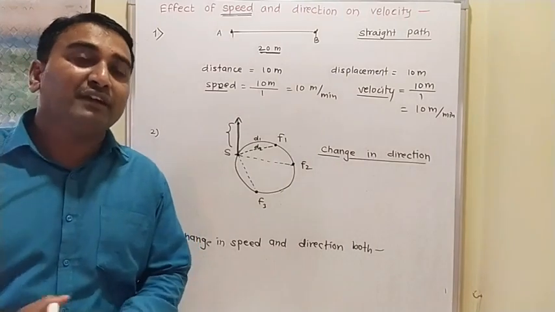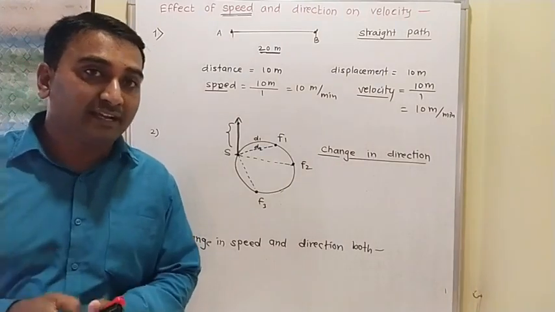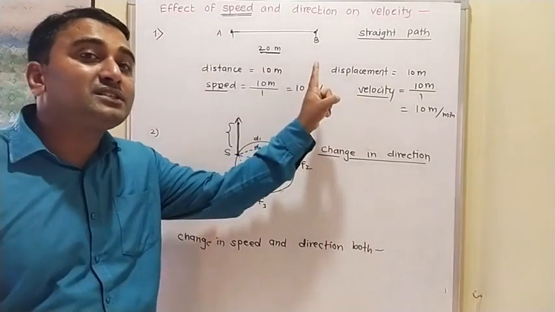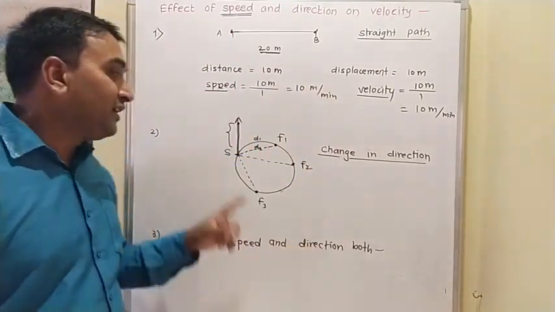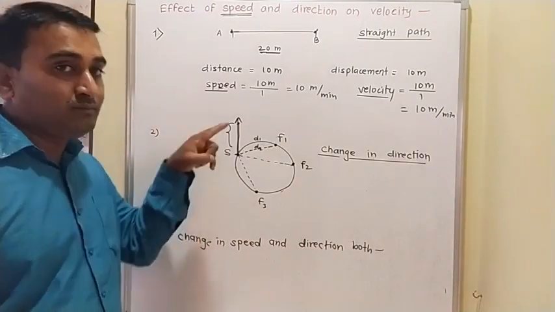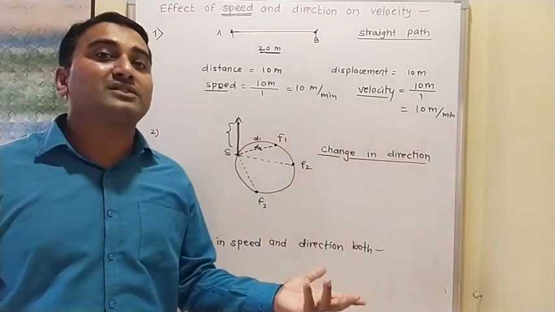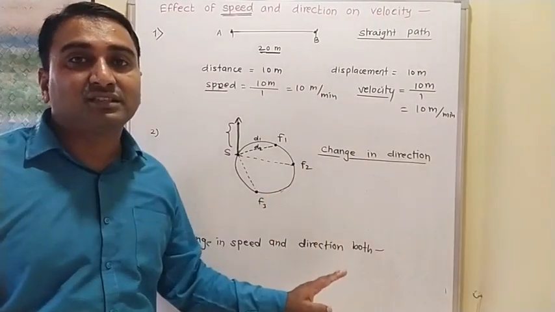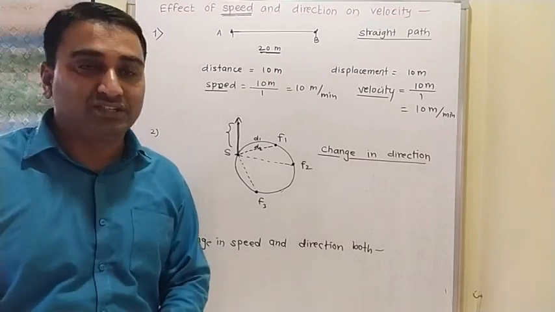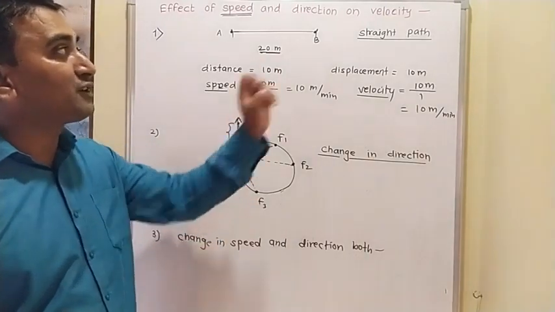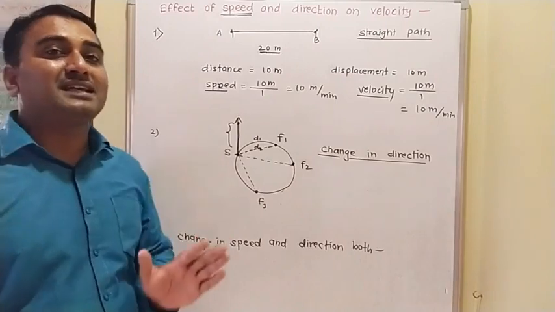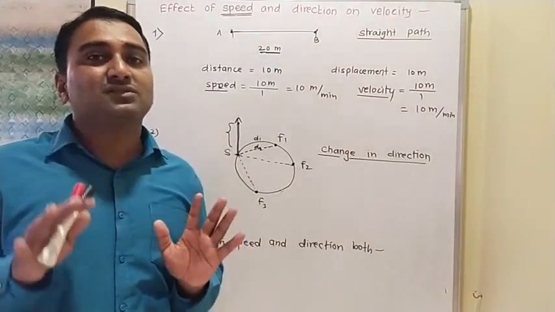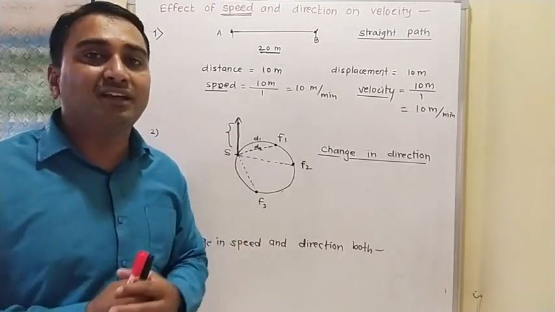So what are the three conditions we are getting? First, if direction is the same and speed changes, velocity changes. If speed is the same and direction changes, then also velocity changes. And when speed as well as direction change, then also velocity changes. So there are two factors which affect velocity: first is speed and second is the direction of motion of an object. If there is any change in either, definitely there will be a change in velocity.